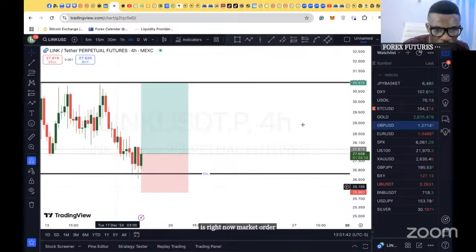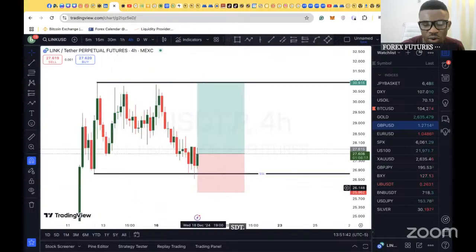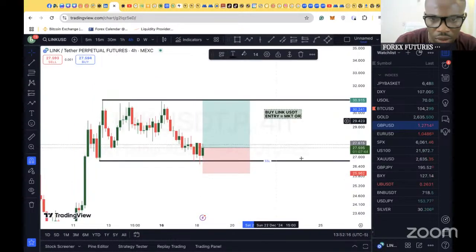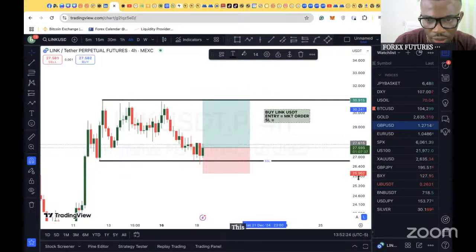If you are writing a signal: buy Link USDT, entry market order, stop loss this one 25.96. I have 7 minutes to go. Take profits 30.95.